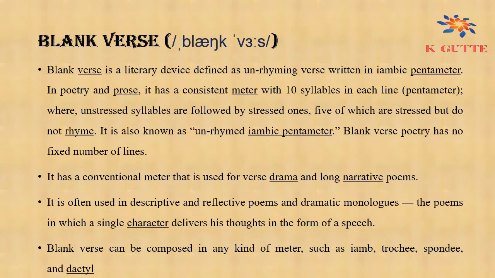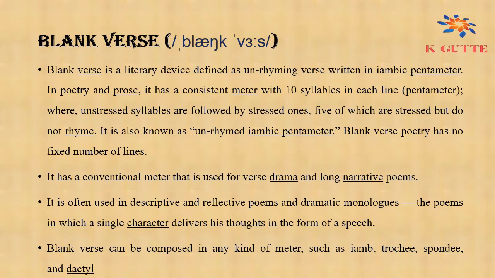Blank verse. Blank verse is a literary device defined as unrhyming verse written in iambic pentameter. In poetry and prose, it has a consistent meter with 10 syllables in each line, where unstressed syllables are followed by stressed ones, 5 of which are stressed but do not rhyme. It is also known as unrhymed iambic pentameter.